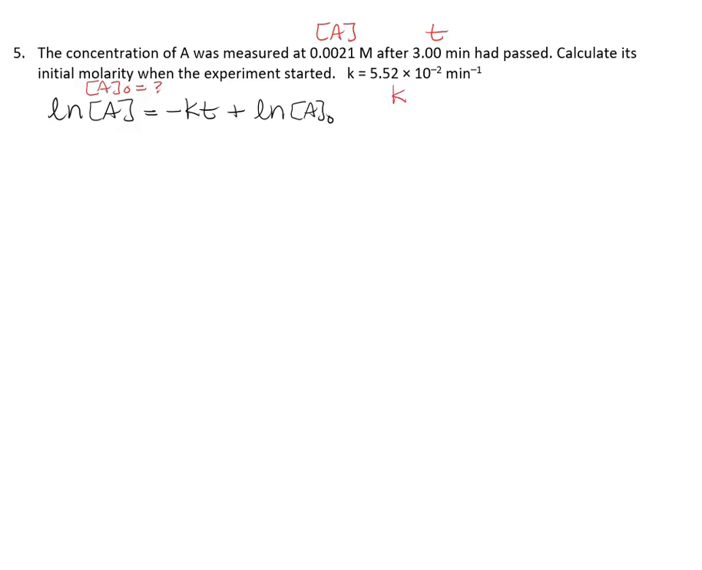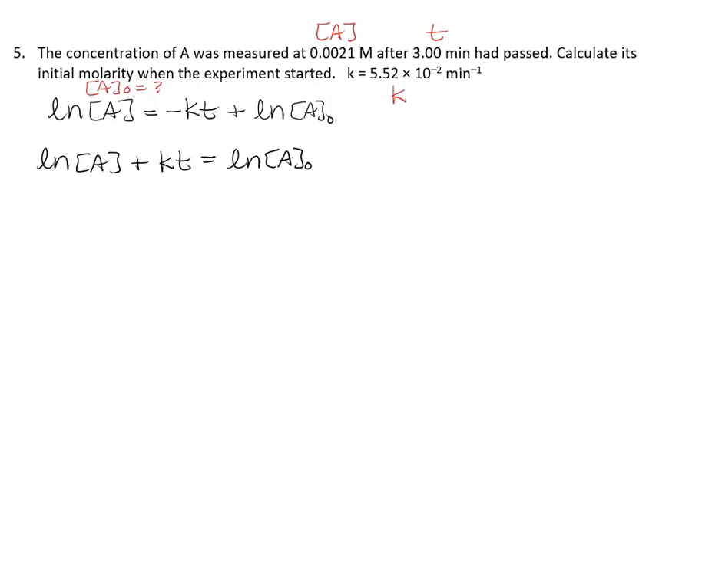So for this example, we need to rearrange the equation to solve for A naught. To isolate that term, we just need to add kt to each side. ln A plus kt equals ln A naught. And like the earlier example, we'll solve for ln A naught and then take the antilog.